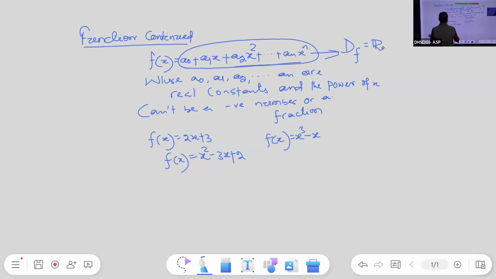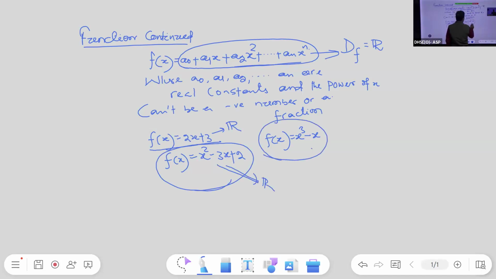If the question is find the domain of the function f of x is equal to 2x plus 3, you can write domain is equal to R. The domain of the function f of x is equal to x square minus 3x plus 2, domain is R. Domain of the function f of x is equal to x cube minus x, domain is R. So domain of any polynomial function is R. Then come to the range of a polynomial function. A range is the set of obtained values of the function, or set of functional values of the function, right?